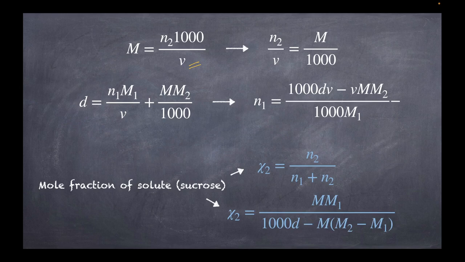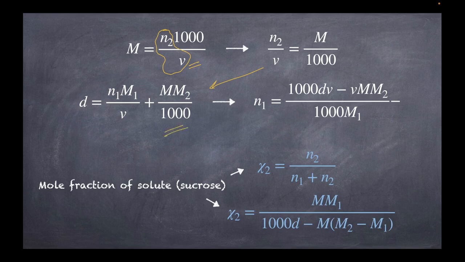So we can redefine n2 by V from this expression. So n2 by V equals M divided by 1000. Now in the expression of D, we can put this value. D will be equal to n1 capital M1 divided by V plus n2 by V times capital M2. For n2 by V, we can put this value M divided by 1000. So it will be equal to M capital M2 divided by 1000.